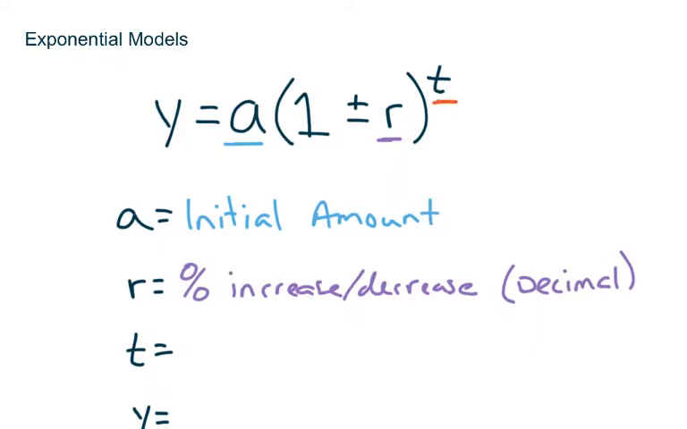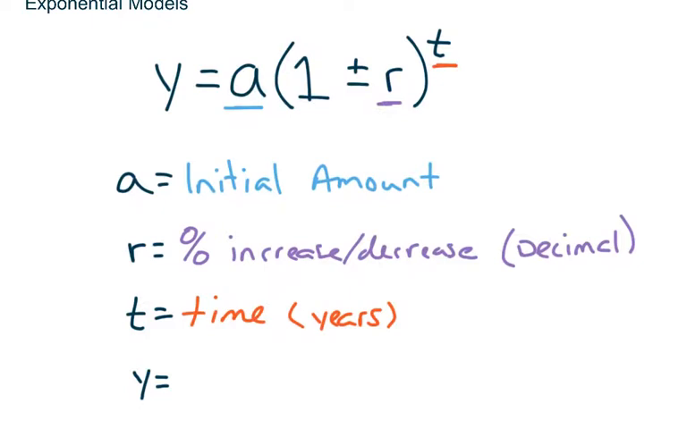Your t value, t always stands for time, whether it's math, science, doesn't matter. t represents time. Usually it's in years. Might be in months, might be in days, might be in weeks, we don't know. Usually it will be in years though. And then your y value here, this number out here, is going to be your final amount. It's what you end with, or it's what you're at at a specific time value.